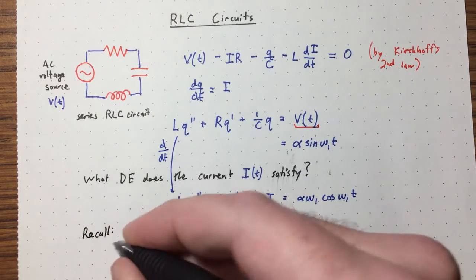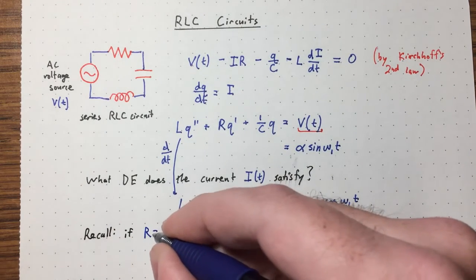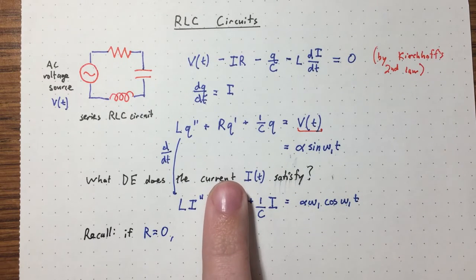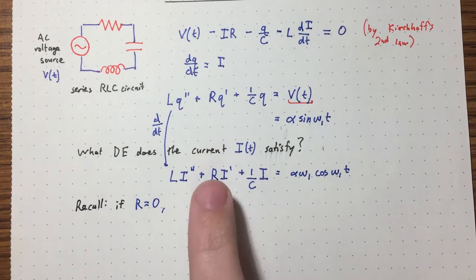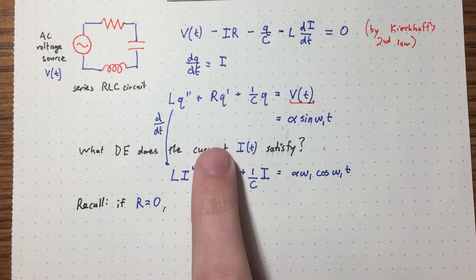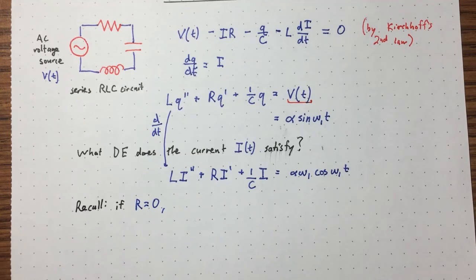So recall, if R equals 0, how do we interpret this, by the way? What's happening if R is equal to 0? Well, it's just like the mass spring differential equation, but without the damping. Right? So we have an undamped mass spring system. And so we just get an oscillation back and forth that never dies down.